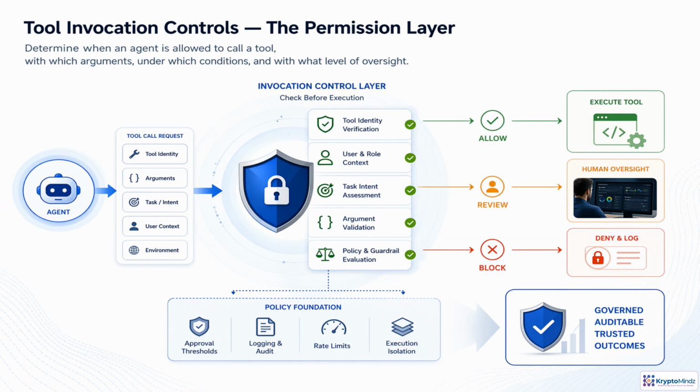Tool invocation controls act as the agent's permission layer. Before any tool runs, the system checks whether the tool is approved, whether the user and role fit the request, whether the intent is legitimate, and whether the arguments are safe. The outcome is not always yes or no. Low-risk actions may run automatically. Sensitive actions may require human review. Suspicious actions should be blocked and logged. By applying controls before execution, powerful tool access becomes governed behavior, rate-limited, auditable, isolated, and aligned with policy.